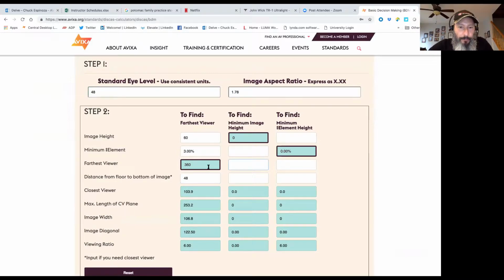So now, if you notice, it filled in the green boxes for me. So for a 60-inch image height at 3%, my furthest viewer is 360 inches, or 30 feet. Closest viewer, 103.9 inches, and that is going to give us our 30-degree max to the top of the screen.